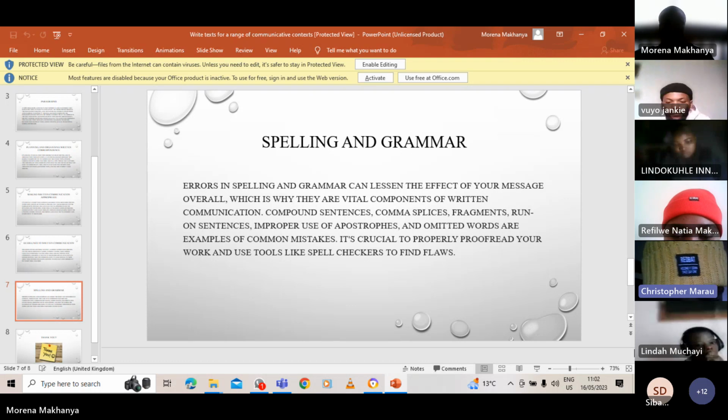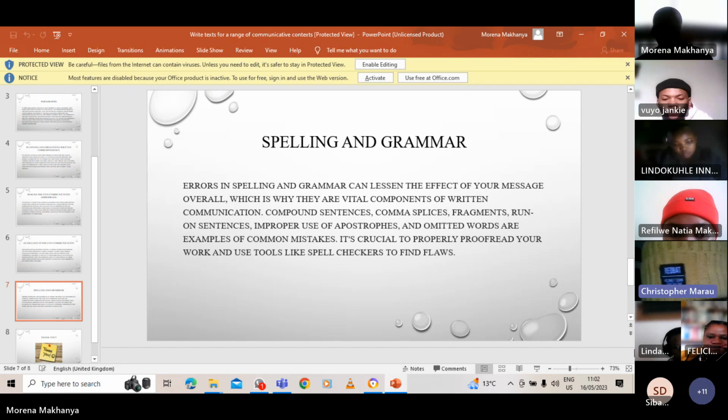Spelling and grammar. Errors in spelling and grammar can lessen the effect of your message overall, which is why they are a vital component of written communication. Compound sentences, comma splices, fragments, run-on sentences, improper use of apostrophes and omitted words are examples of common mistakes. It's crucial to properly proofread your work and use tools like spell checkers to find flaws.